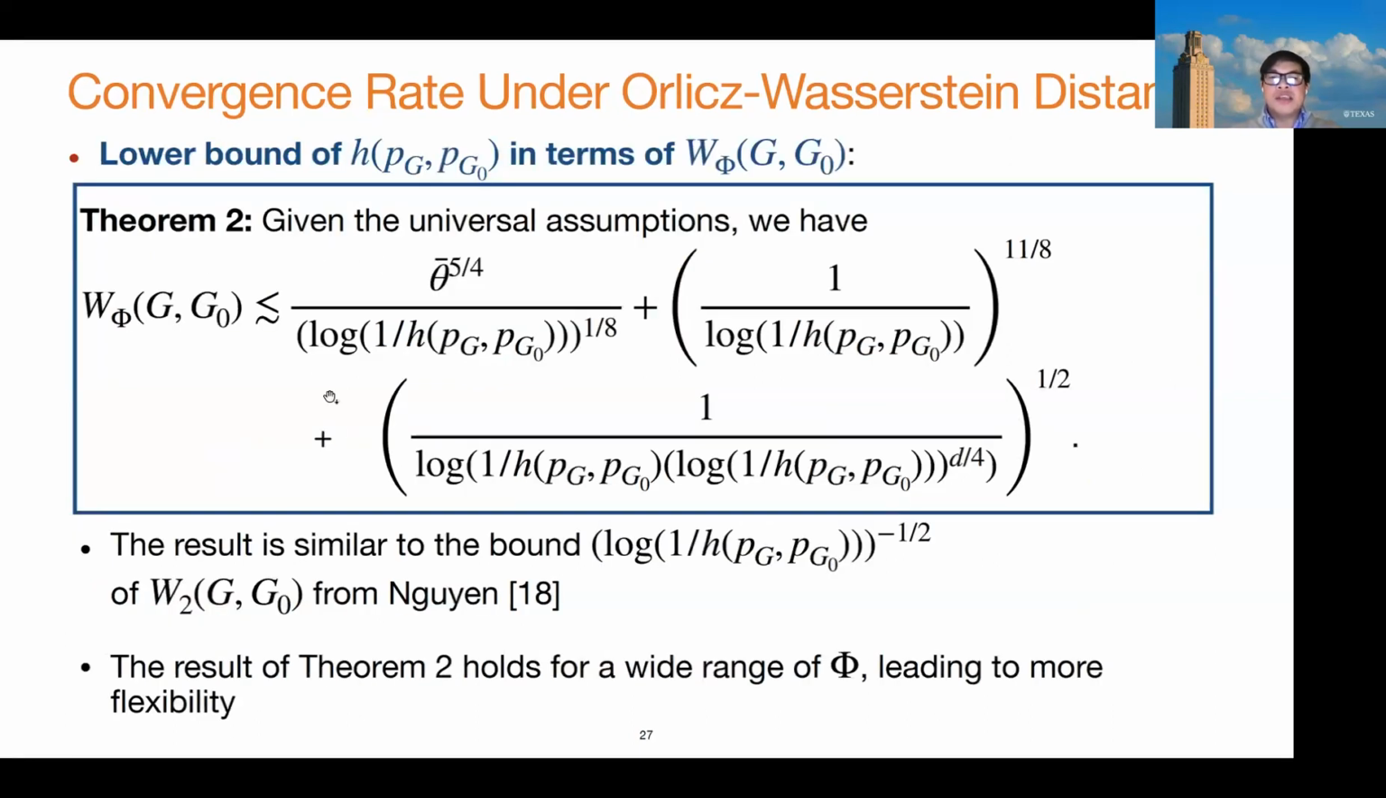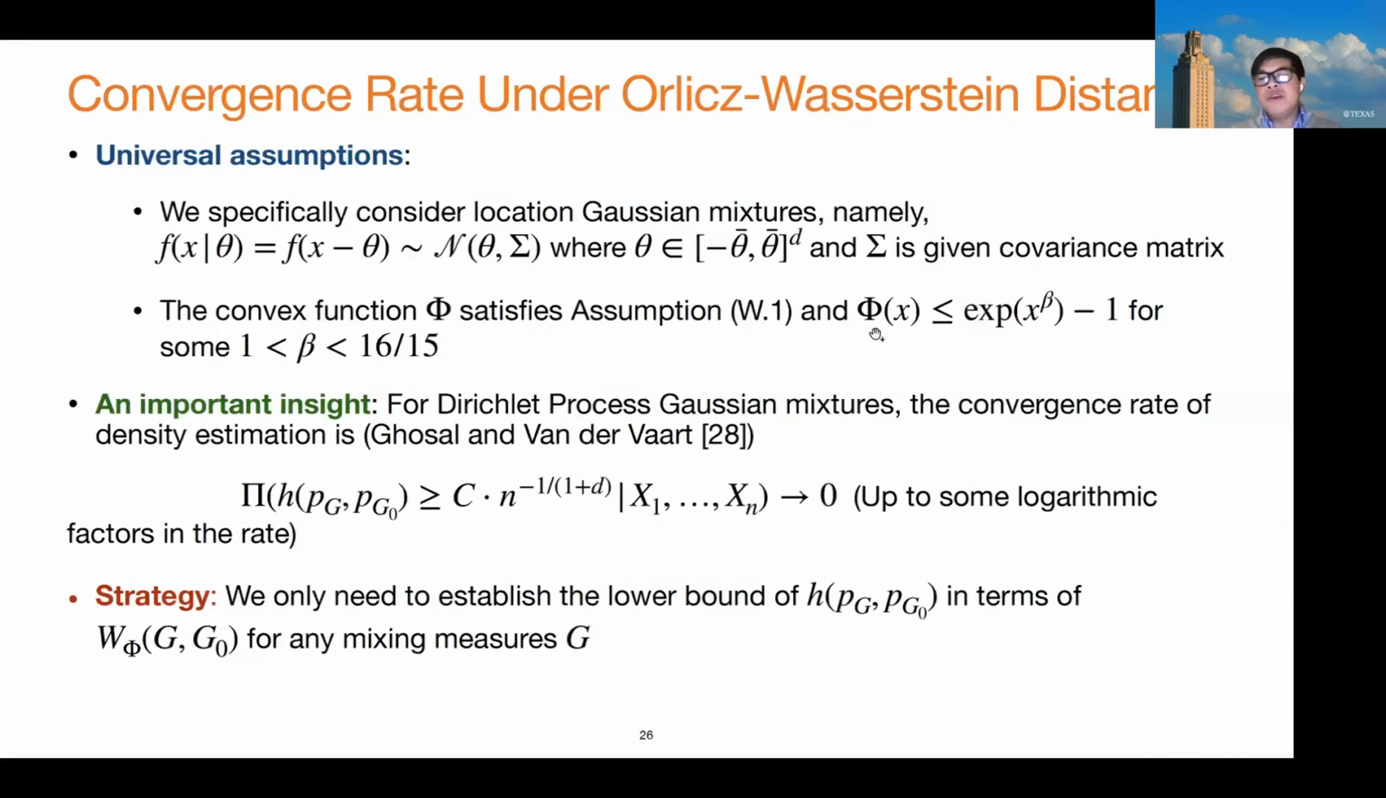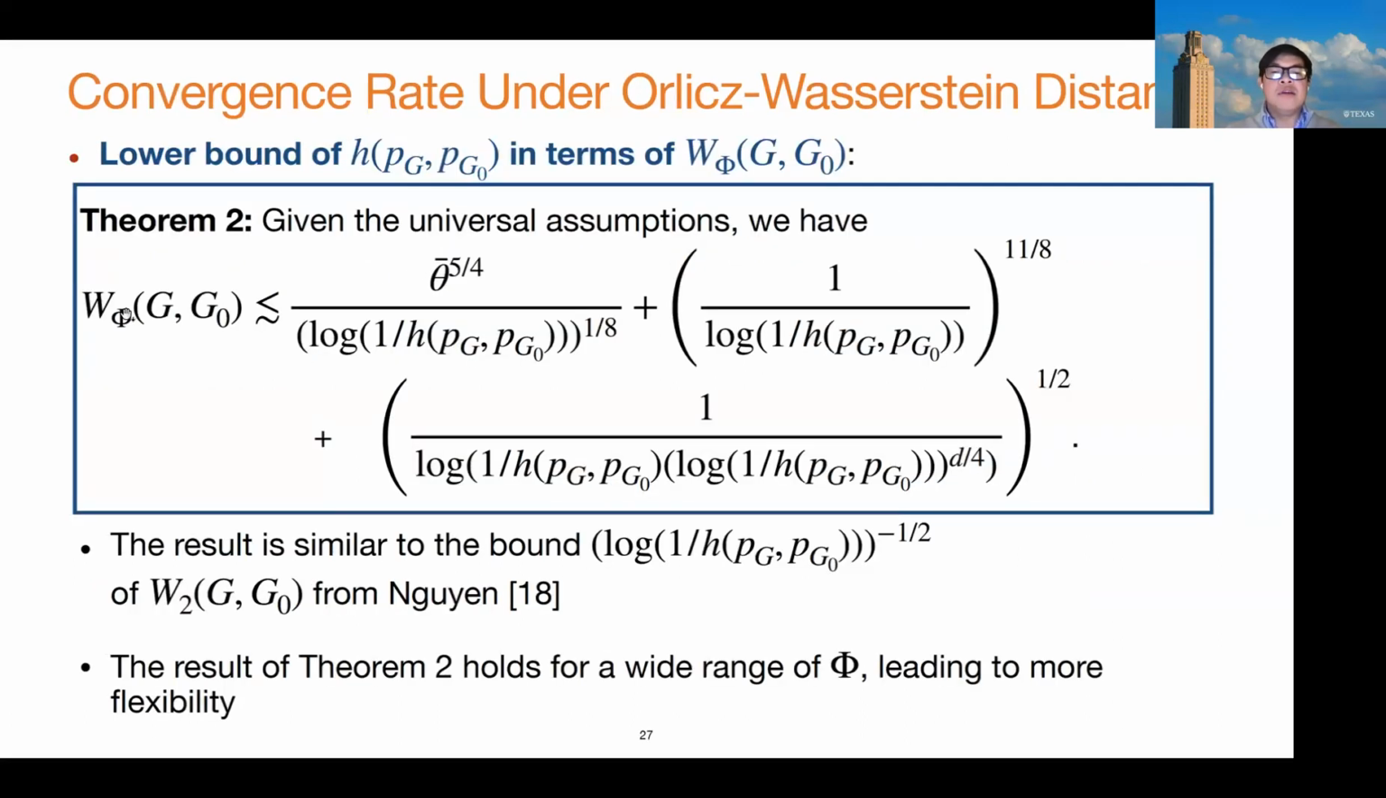And we actually can demonstrate that under the assumption of a convex function phi, and also of the parameters, then we can upper bound the Orlicz Wasserstein metric of the two mixing measures in terms of the three terms that we have on the right hand side in Theorem 2. But then you can ignore the second and third terms. Sorry, you can ignore the first and the second terms and only focus on the third term.